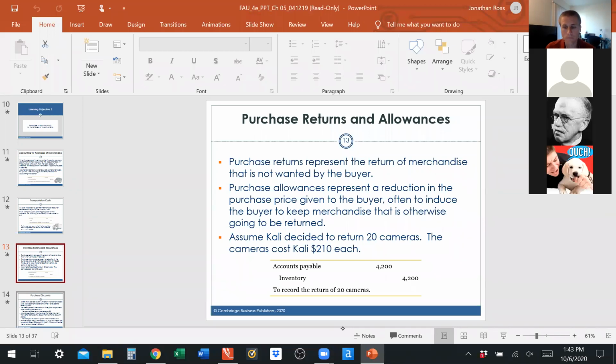If you had already paid for them, would it be cash that you'd be crediting? If we had already paid for these, because you have to give back the cash. So if we had already paid the seller and now we're returning 20 of them, we would debit cash. The seller would have to give us the $4,200 back, and in exchange we give them back the 20 cameras. That's right. So that's the journal entry.